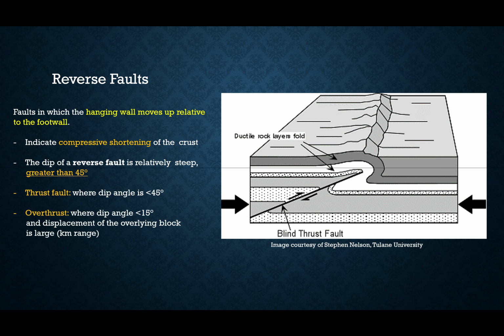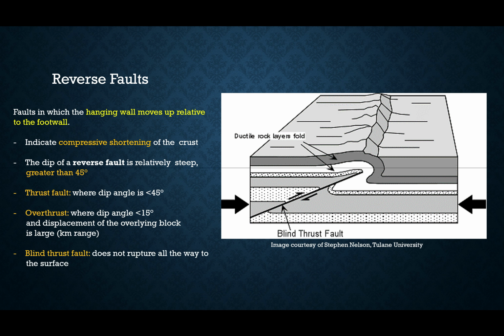There's also another nomenclature called overthrust, and that's typically where the dip angle of the fault plane is less than 15 degrees. And typically for overthrust, the overlying hanging wall can move a significant distance, up to the tune of a kilometer scale, in terms of horizontal or sub-horizontal displacement.